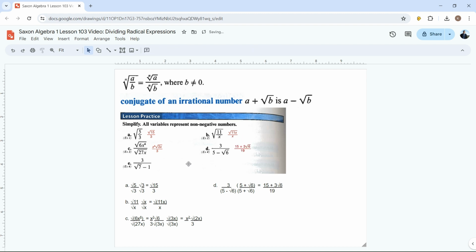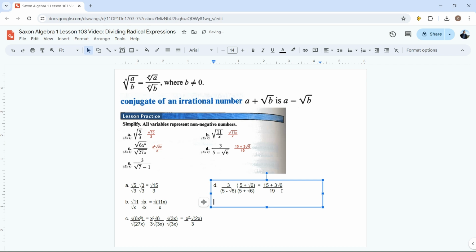There we go. Lastly, let's do letter E together. Letter E, same thing. We have to use the conjugate of the bottom. But I only have a 3 on top, so that's going to be nice. On the bottom, I have the square root of 7 minus 1. Okay, so this is the fraction that I'm dealing with. What I'm going to do is multiply this times square root of 7 plus 1 on the top and square root of 7 plus 1 on the bottom.